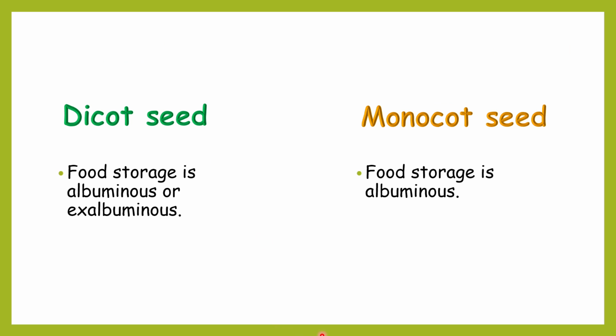Monocot seed, the food storage is albuminous. Albuminous means the food is stored in the endosperm. Since the monocot seed has a large endosperm, it can store food in the endosperm. But in the dicot seed, sometimes it may have a tiny endosperm or sometimes it may lack an endosperm. So if it has an endosperm, it can be albuminous. If it does not store food in the endosperm, that is when there is no endosperm, we can call it exalbuminous. So in the dicot seed, the food storage is albuminous or exalbuminous.